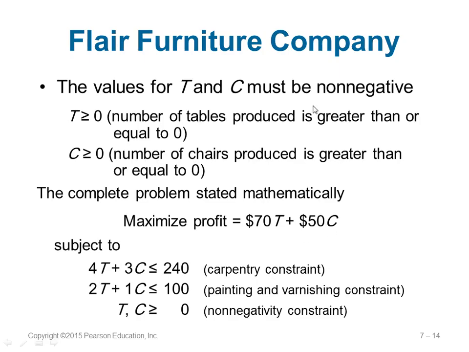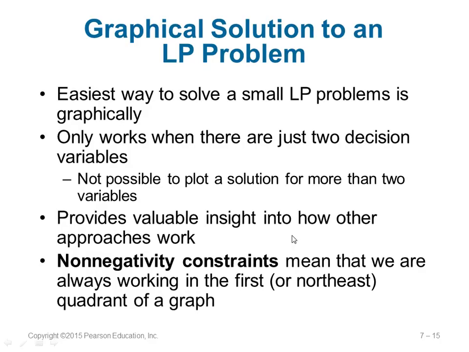One more important constraint we need to add is that the decision variables are always non-negative in nature. So T and C greater than or equal to 0. So that is the first step. You have made your linear programming problem. Now we want to solve it.